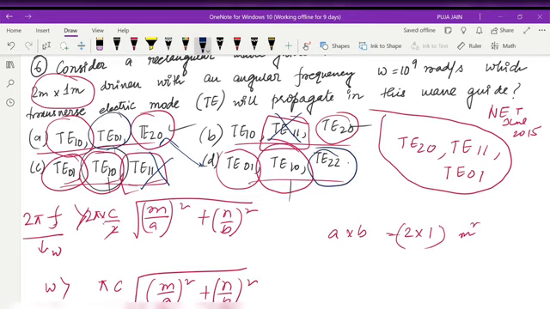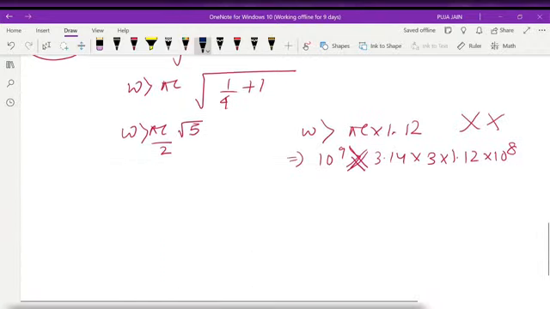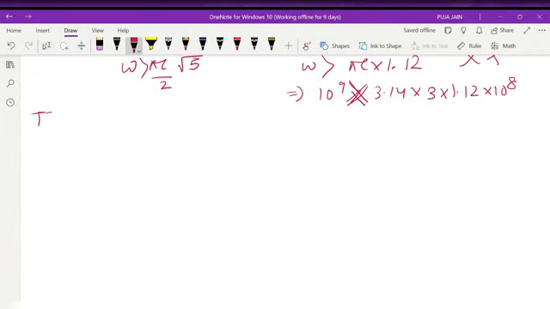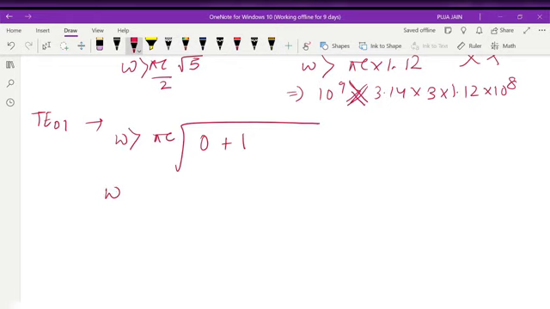See, this calculation is easy. There is already one zero present. So let us go with TE01 first. For this, omega must be greater than pi c root of 0 plus 1. So omega must be greater than pi c. So omega is greater than pi c. This we know. So this option is correct.